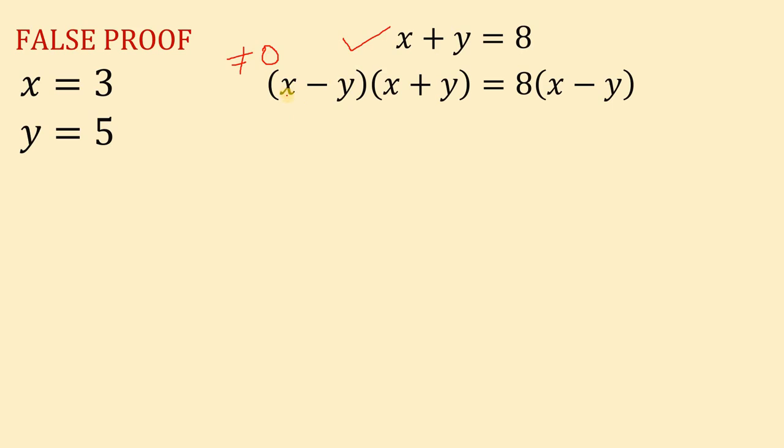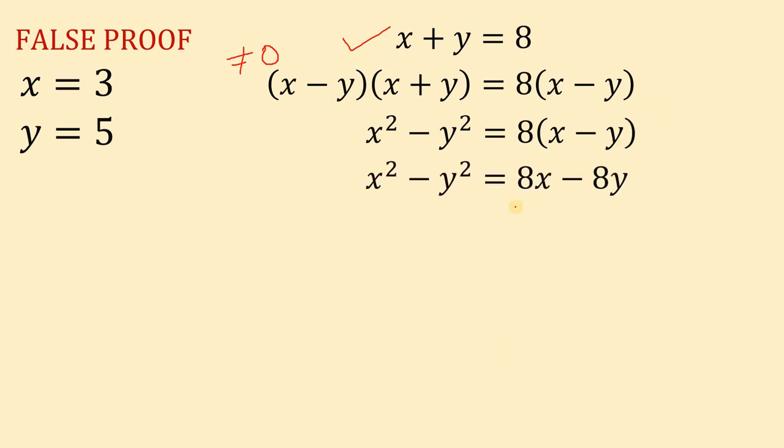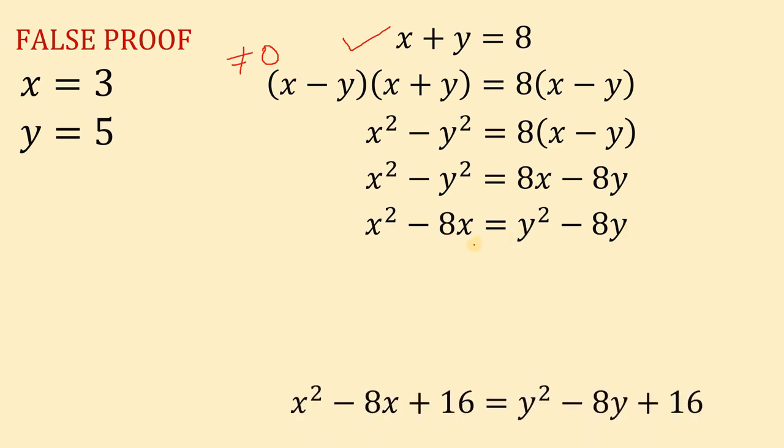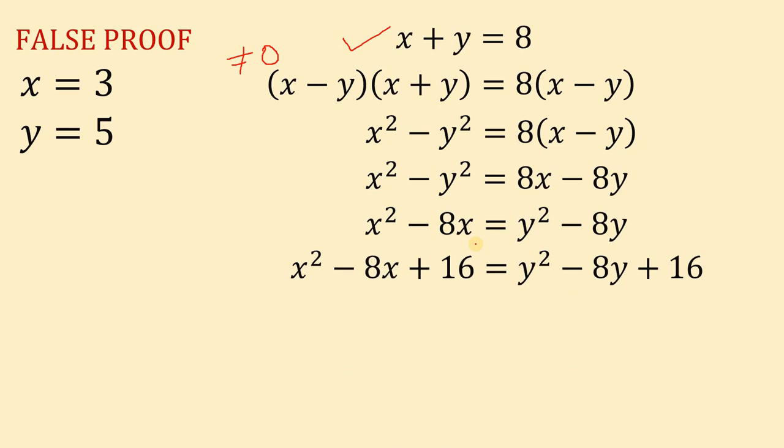Alright, now, the left-hand side is simply equal to x squared minus y squared. And then we distribute the 8 on the right-hand side. And then we need to rearrange some terms a little bit. So we have x squared minus 8x equals y squared minus 8y. And then let's add 16 on both sides. This is legal because 16 is a positive number, right? Now, we factor the right-hand side and the left-hand side. So this will give us x minus 4 quantity squared, and on the right-hand side, y minus 4 quantity squared.